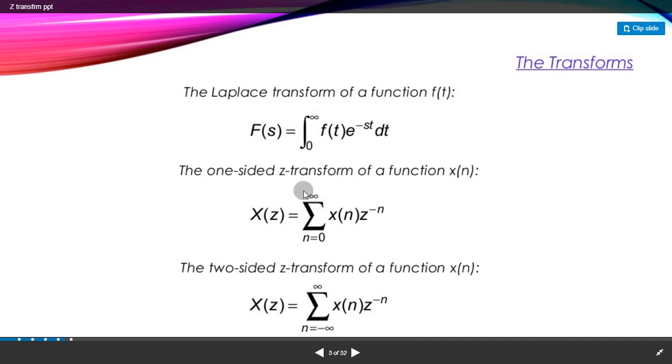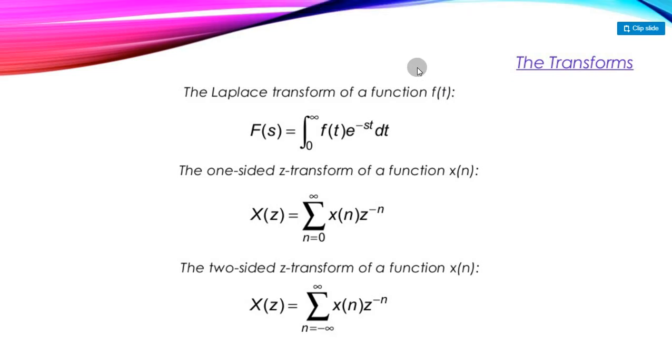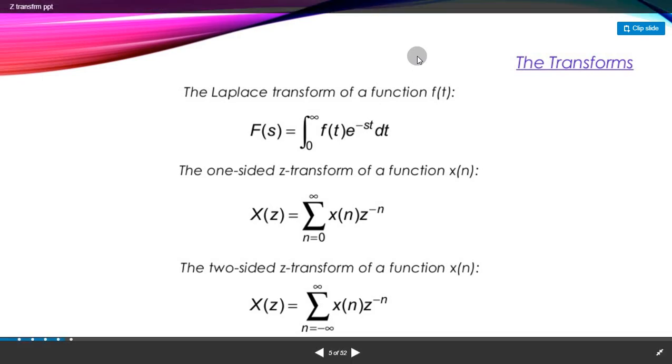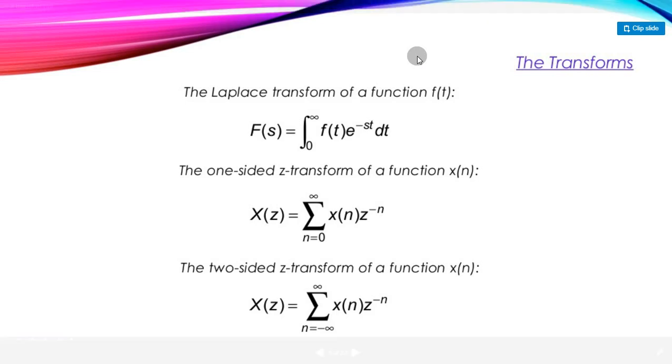The one-sided Z transform of a function x of n is the sum from n equals 0 to infinity of x of n times z to the power minus n, and this is X of z. The two-sided Z transform of a function x of n is the sum from minus infinity to plus infinity of x of n z to the power minus n. So these are the basic formulas for the Laplace transform, the one-sided Z transform of x of n, and the two-sided Z transform of x of n. Okay, so let's proceed with the next PPT.